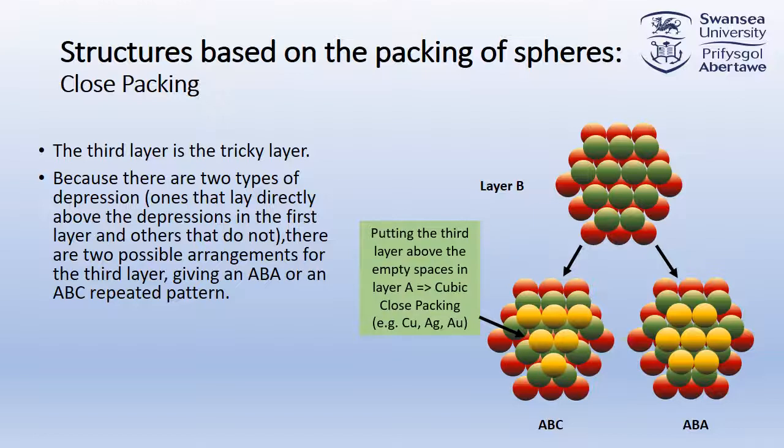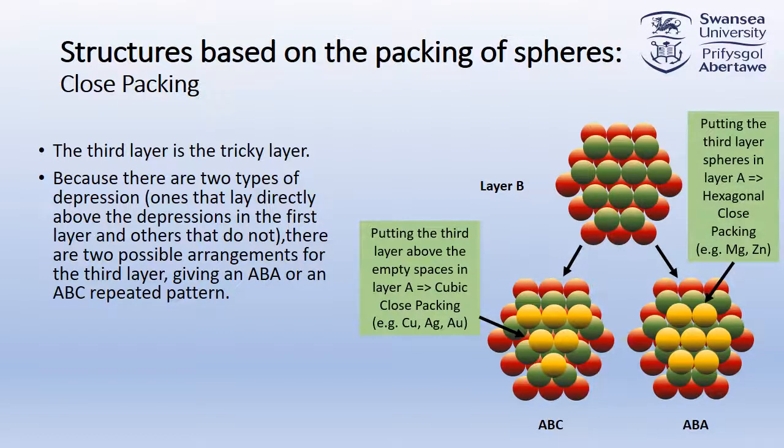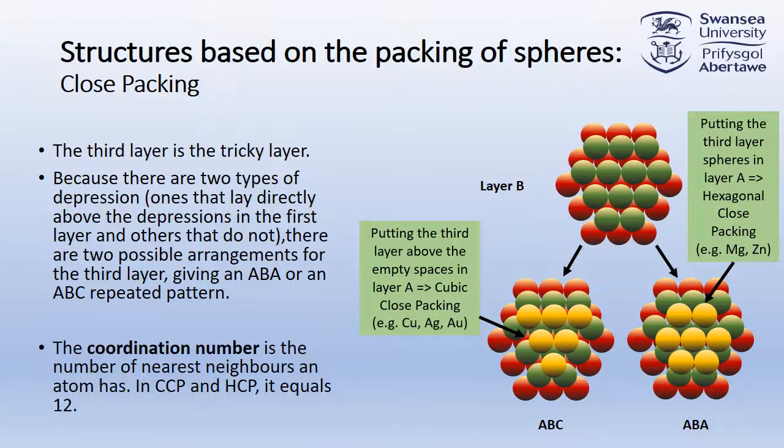We can either put the third layer above the empty spaces in layer A, which gives us a cubic close packing structure. So you might see this in copper or silver or gold. Alternatively, we can lay it up so the third layer actually sits above the spheres in layer A, and this is known as hexagonal close packing. So things like magnesium and zinc will have this hexagonal close packing. Now, our cubic close packing is by far the most common of this arrangement.